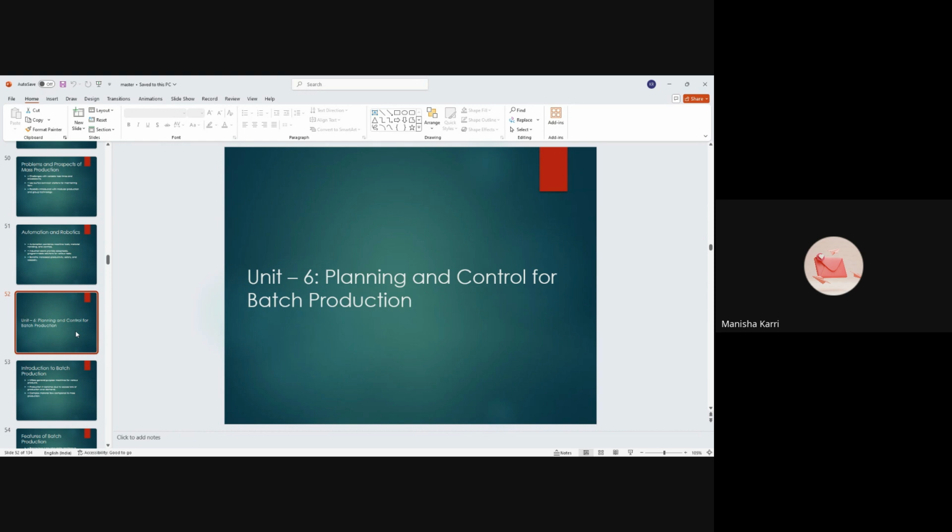And coming to the sixth unit, which is planning and control for batch production. We have discussed mass production right now. Next, batch production. Generally, what does batch production mean? It's a method where products are made in groups or batches instead of a continuous flow. It is nothing but batch production. Once one batch is completed, the production line is set up for the next batch, which may be a different product or different variants.